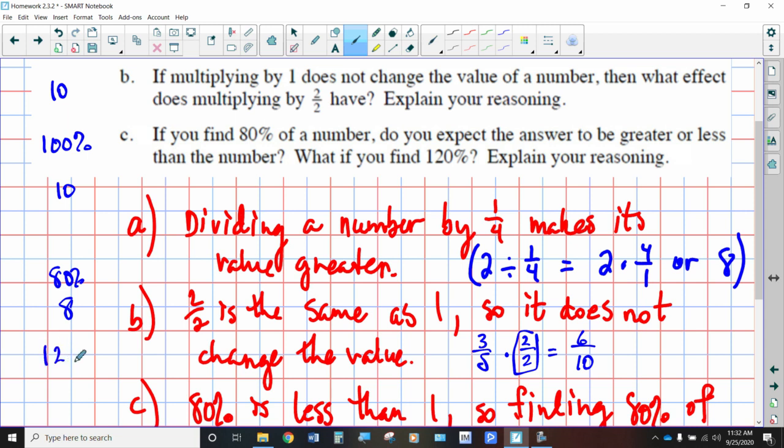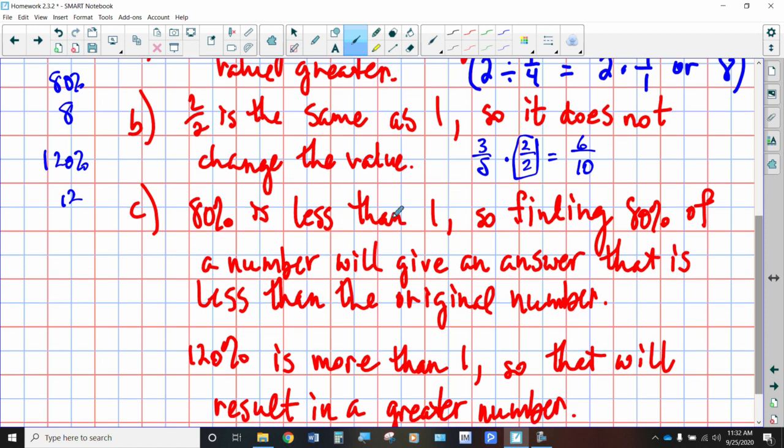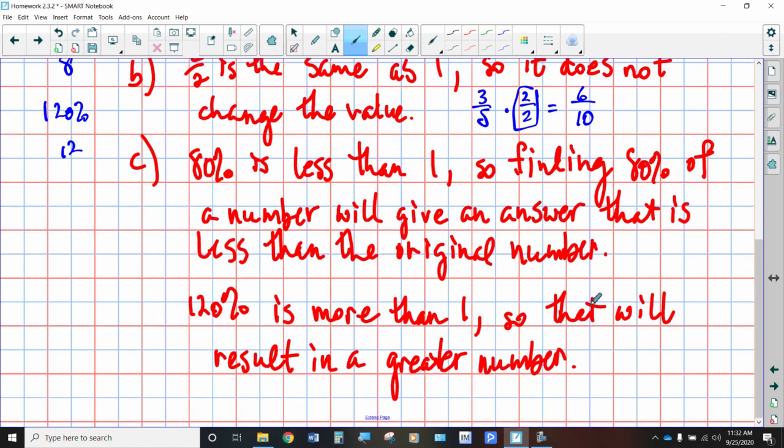And 120% of 10 would be more than 10 because 120% is more than 1 or more than 100%. So that would end up being 12. So when you multiply times a percent that is less than 1, your number is going to go down. And if you're multiplying times a percent that's greater than 1, the number will go up.